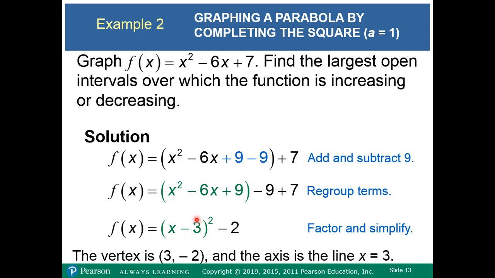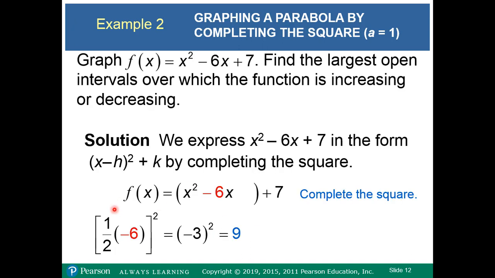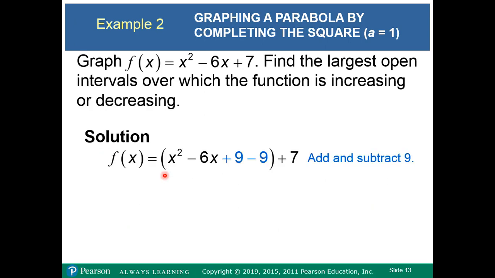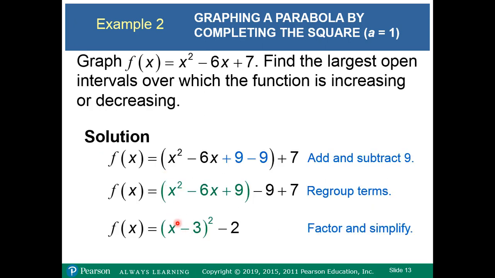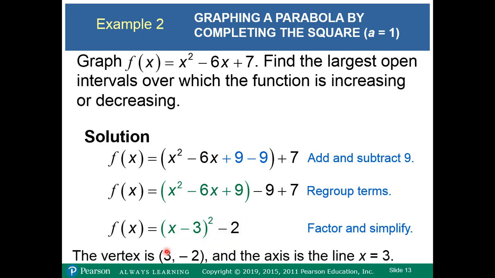And now we know that the vertex is going to be located at (h, k). So it's always x minus h squared plus k. When we're doing that, we want to make sure we have it in that form: x minus h squared plus negative 2. So that means 3 comma negative 2 is the vertex of the parabola, and the axis of symmetry goes through x equals 3.